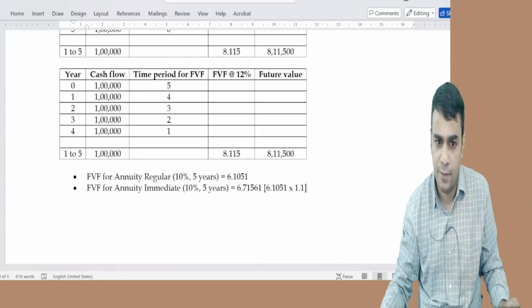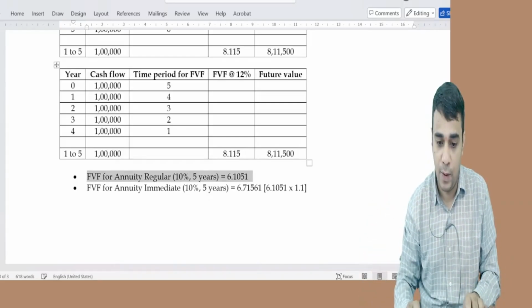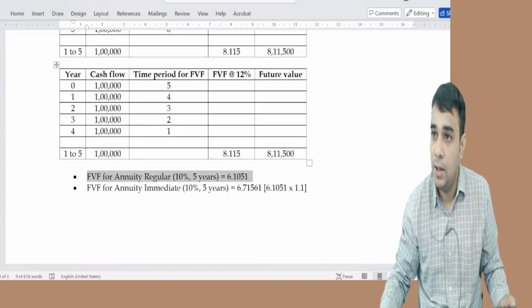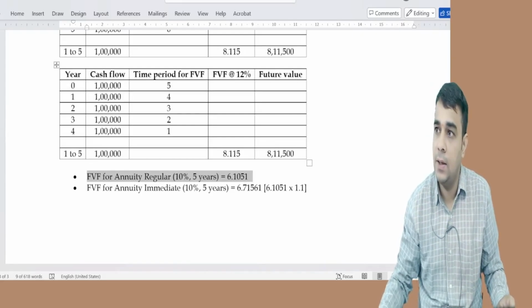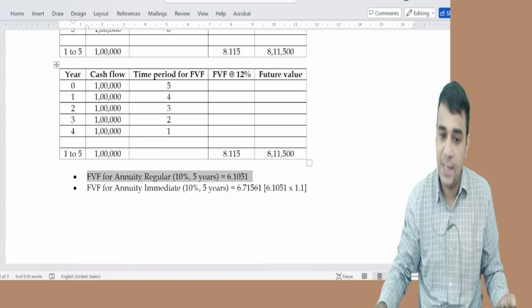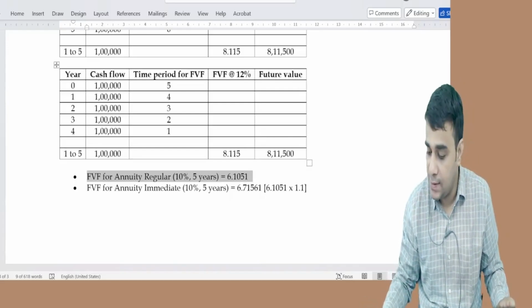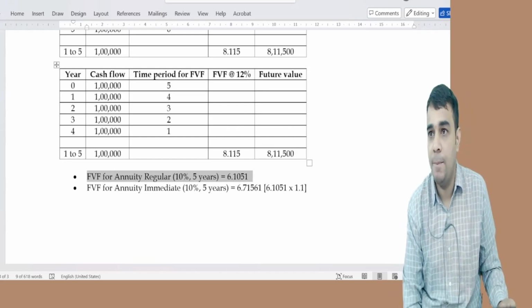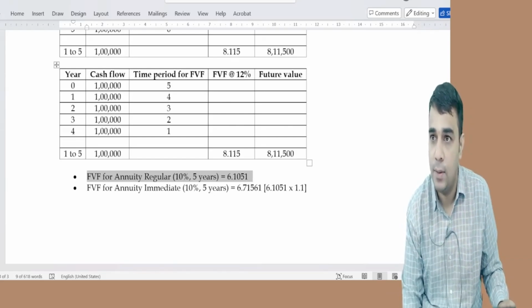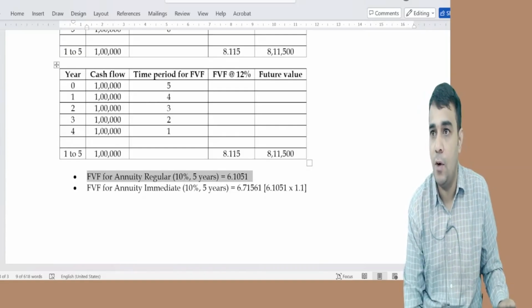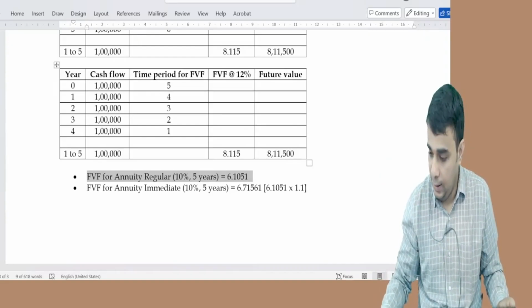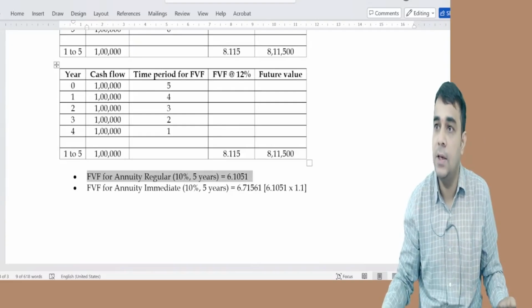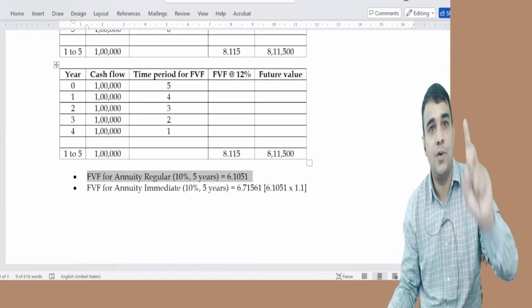There's a doubt. I'll explain again. A student has asked me a doubt. In the calculator for the first one, 1.1 into 1, equal to first year, second year, third year, fourth year, GT, plus 1, gives 6.1051. Clear? This is future value for what?